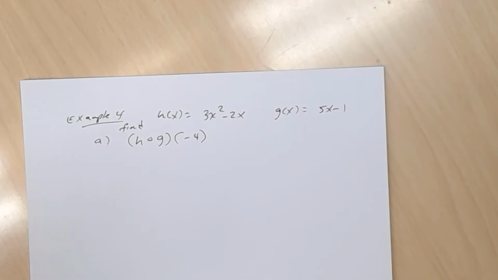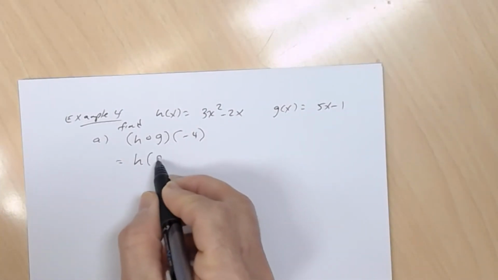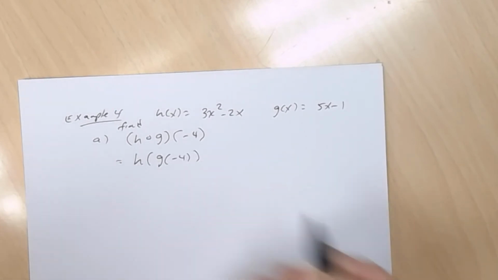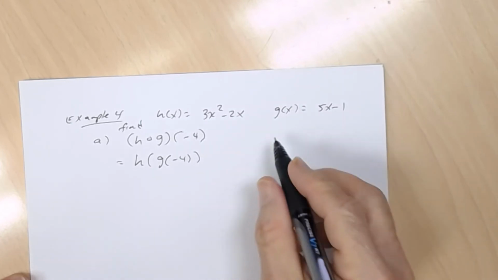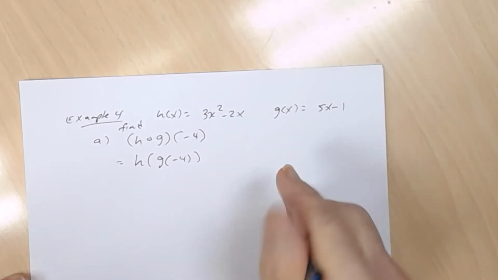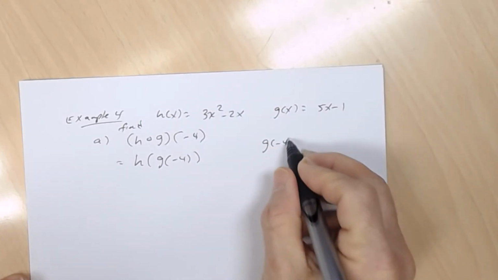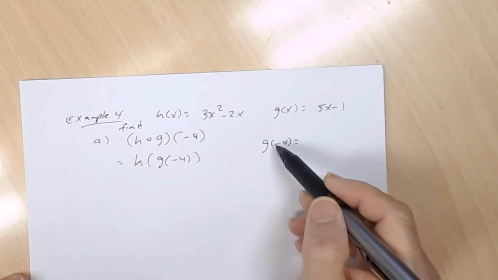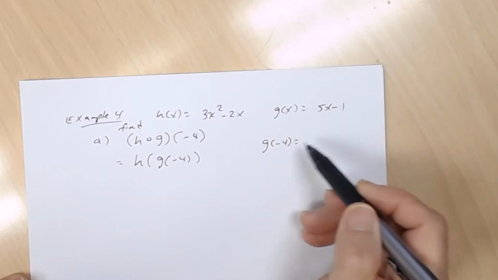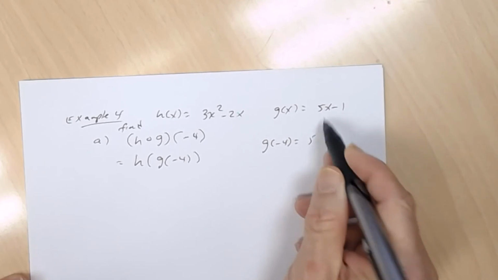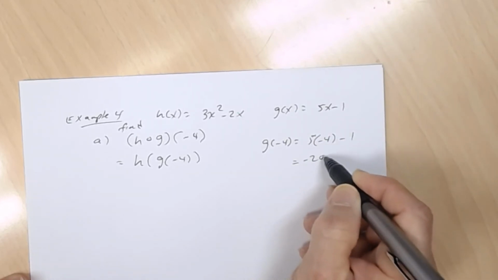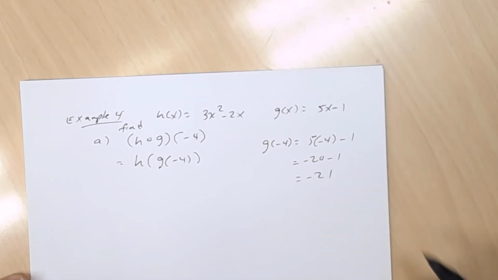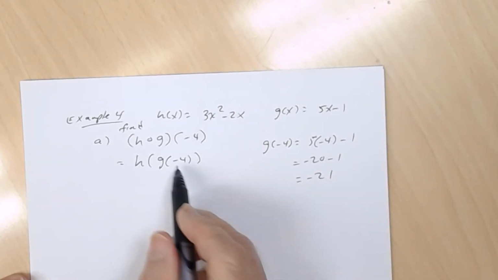Well, what is the definition? You've got to use your definition. By definition, that means h of g of negative 4. Okay? So now I do the inside first. So I have to find, notice I'm going off to the side, g of negative 4. So g of negative 4 means I go to my function g, where we see the variable, I substitute negative 4. So that becomes 5 times negative 4 minus 1. So that's negative 20 minus 1, which is negative 21, right?